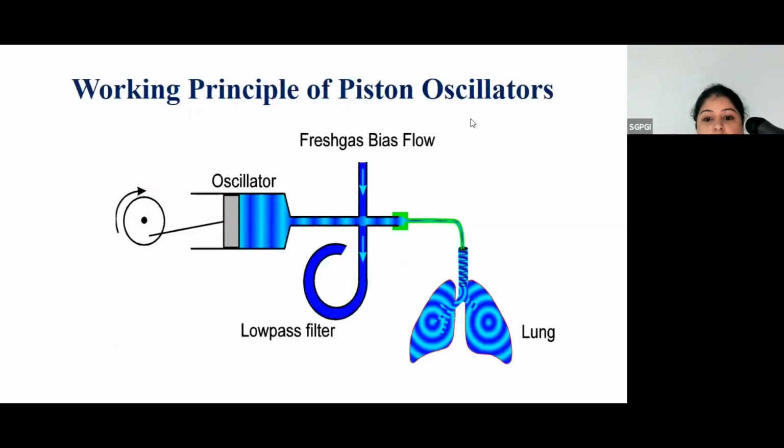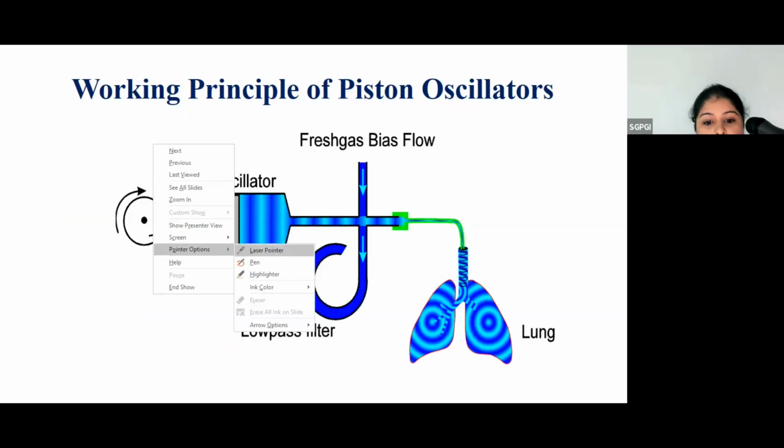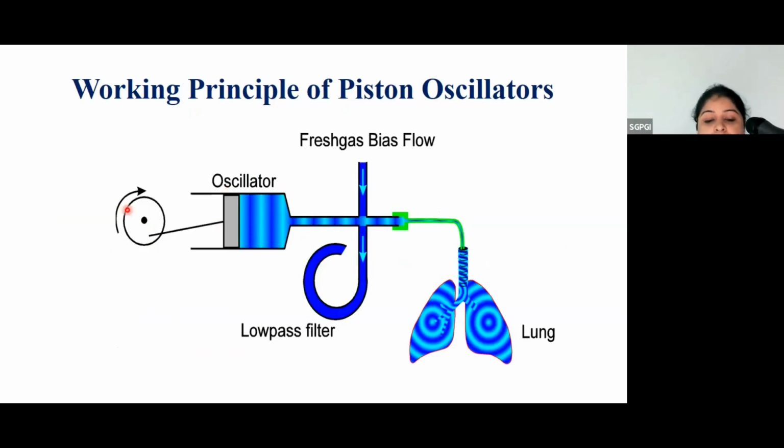This image is showing the basic principle of the piston oscillators. There is an electromagnetically operated piston which moves back and forth and creates oscillations in the pressurized gas. This is the port from which the bias flow enters the system. That is, a very high flow of gas enters the system to prevent CO2 rebreathing. And this is a low pass filter through which the expired gases leave the system. Now this highly pressurized gas in the form of oscillations is entering the lungs.